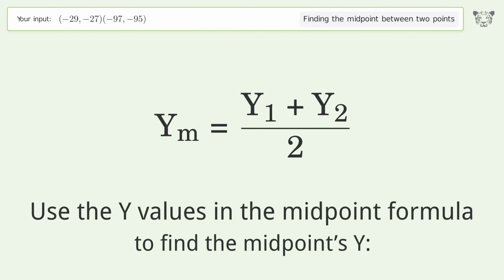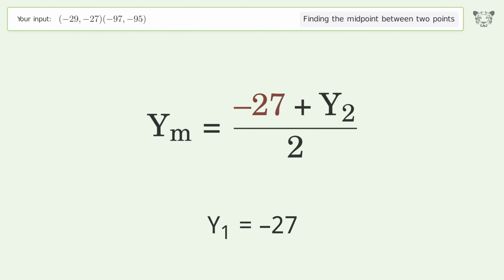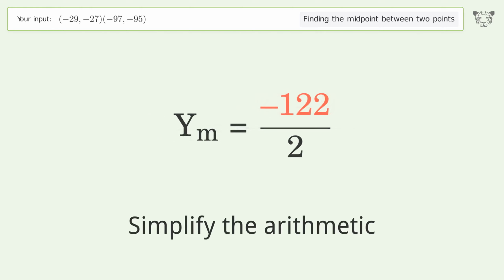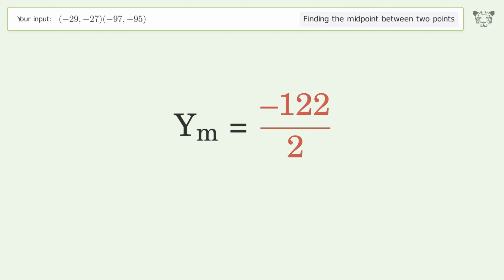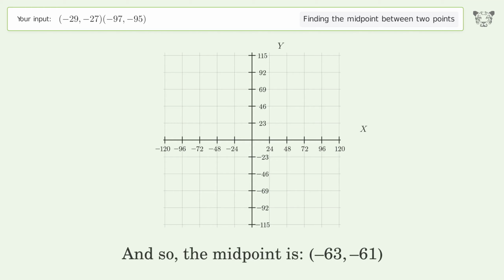Use the y values in the midpoint formula to find the midpoints y. y1 equals -27. y2 equals -95. Simplify the arithmetic. And so, the midpoint is -63, -61.